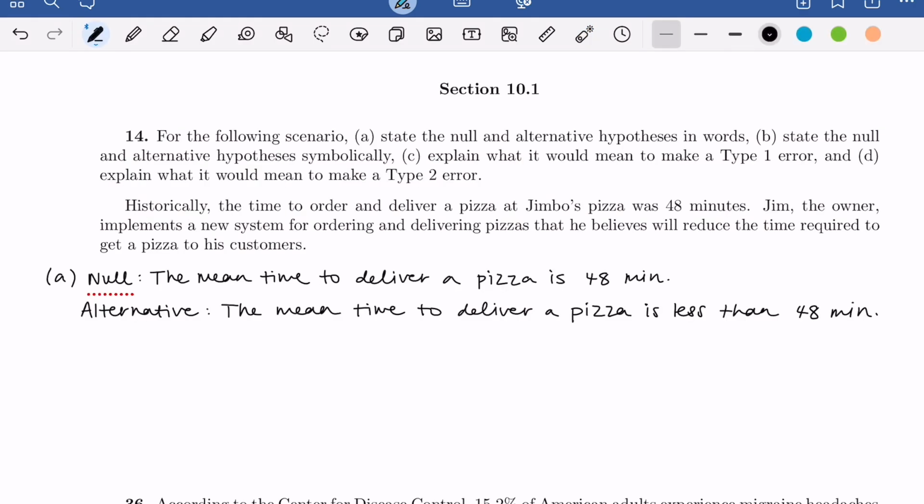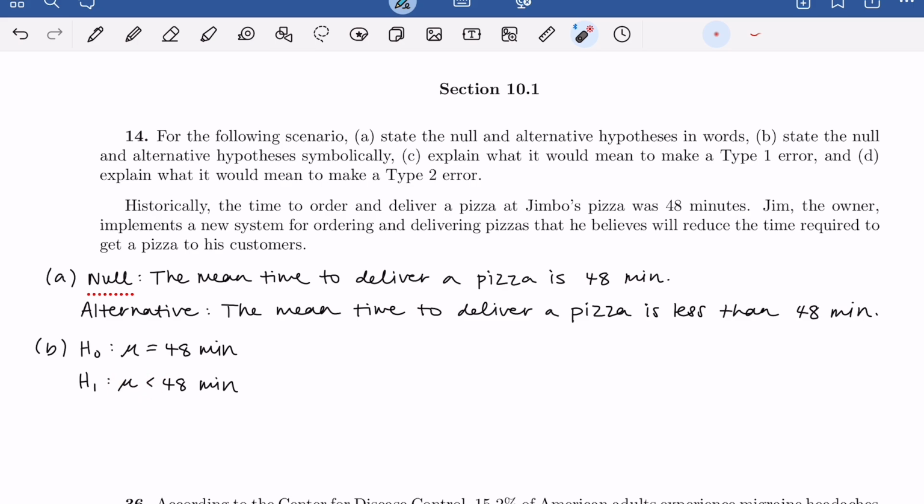Okay, so we have our hypotheses stated in words for part A, and then for part B, we're going to do so symbolically. So we know the null hypothesis, which we're going to call H naught here, is that the mean time to deliver a pizza is 48 minutes. So we're going to have mu here representing our mean is equal to 48 minutes. And then for our alternative hypothesis, we're going to have that this mean time is less than 48 minutes. So that's what our hypotheses would look like symbolically. And then something to note here is that we have a left-tailed test in this case, since this mean time is going to be less than 48 minutes.